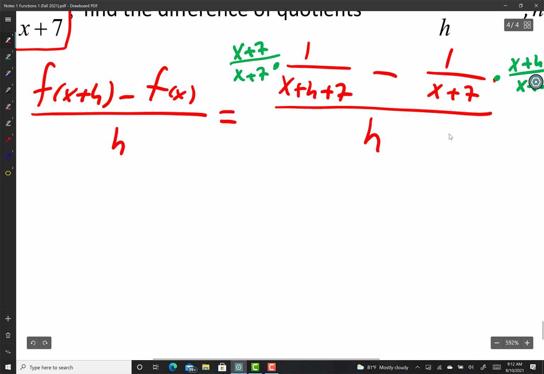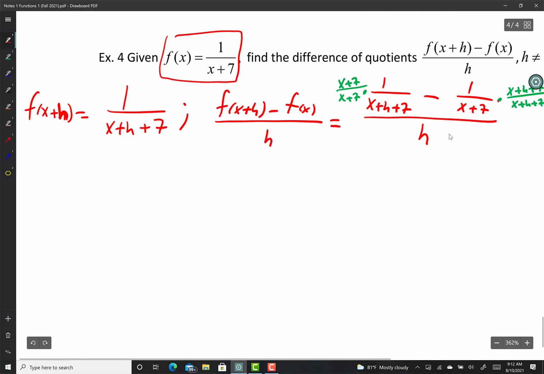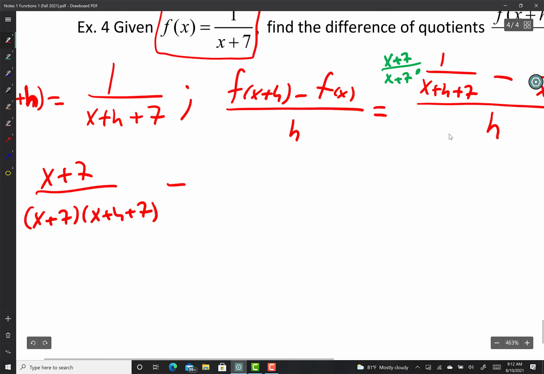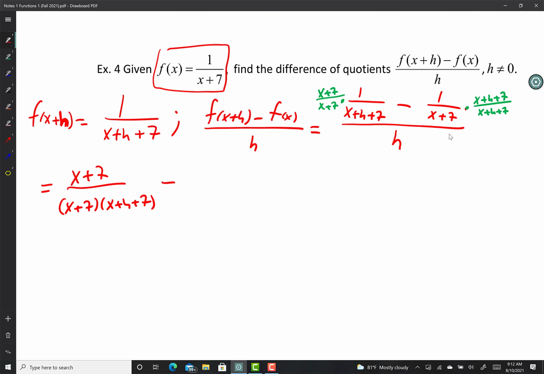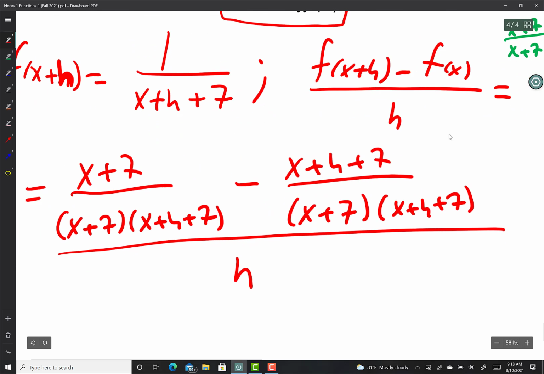All right, when I do that, here's what you're going to get. 1 times x plus 7 is just x plus 7. I'm going to zoom out temporarily, guys, just because I want to take advantage of all this space. X plus 7 over, I'm not going to bother distributing this, I'm just going to leave it like this. And then minus, and then 1 times that is just going to be x plus h plus 7. And then for conformity, I'm going to write x plus 7, x plus h plus 7. And all this is still over h. Okay, let me zoom in for you guys. So that's what I have now.